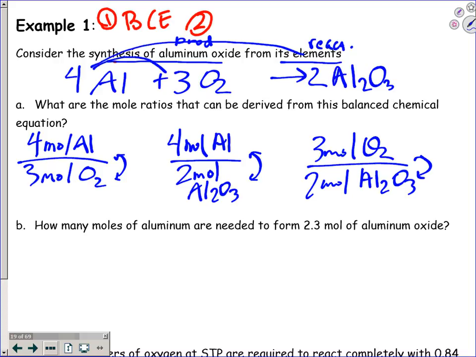Will we ever have to do like 4 aluminum and 3 oxygen equals how much? No. We're only going to compare 2 things at a time, okay? All right, so now follow through with me on this next example.